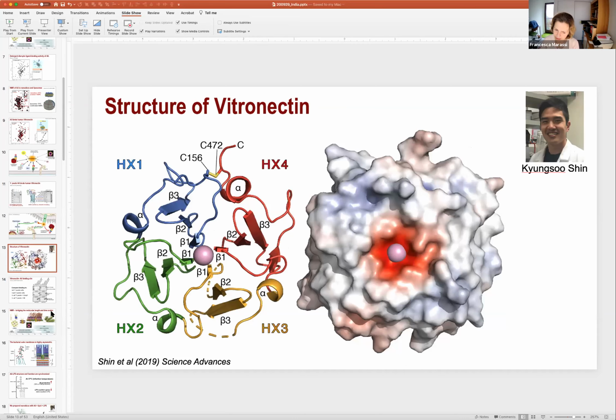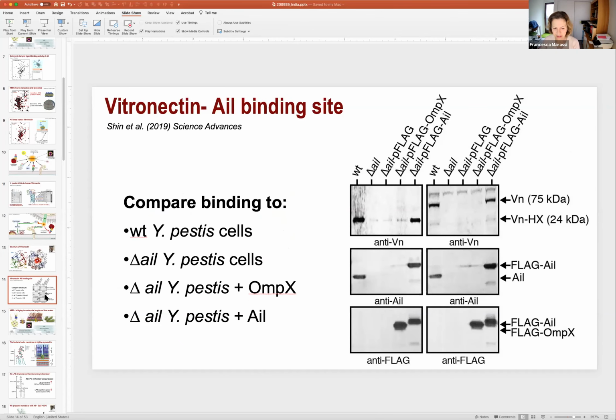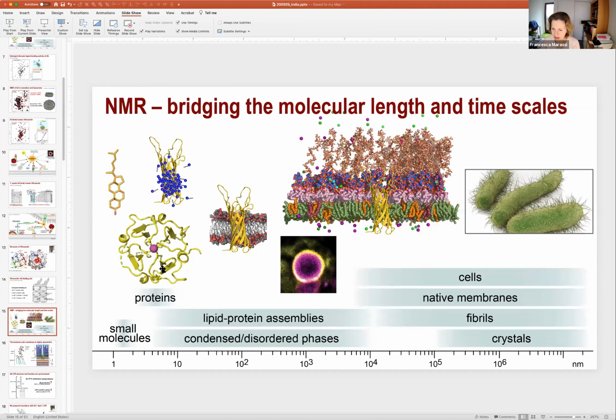Now, this is a crystal structure, it's not NMR. Apologies for that, but it's been very useful, and we now have NMR spectra of that structure that allow us to map the interaction. Okay, so back to the bacterial membrane. As I said, we really want to be here, but on our path towards a native cell environment, we focused on trying to reconstitute a bacterial outer membrane for NMR studies.